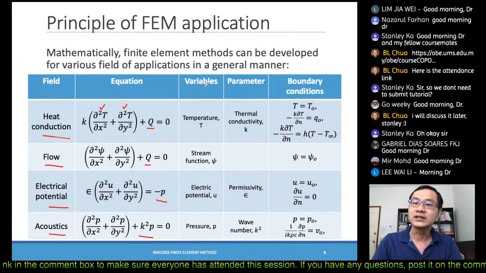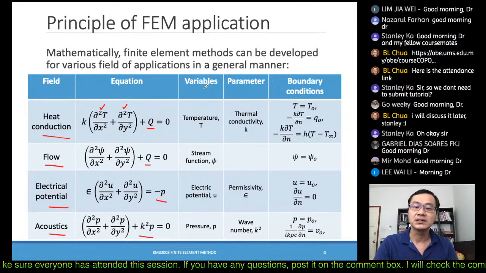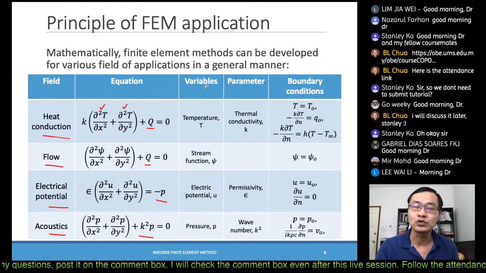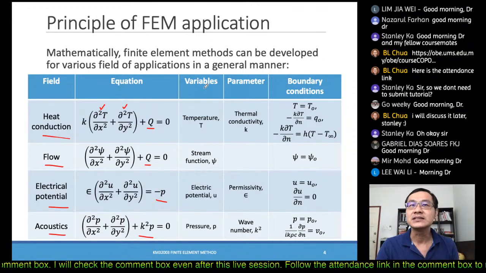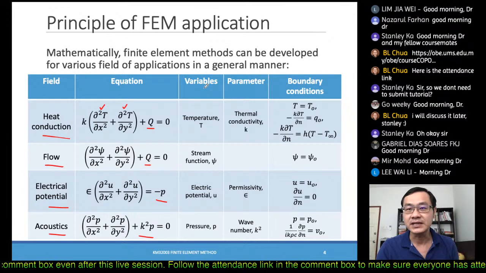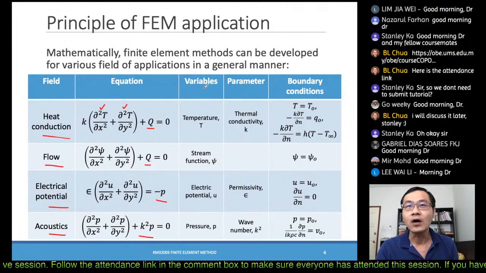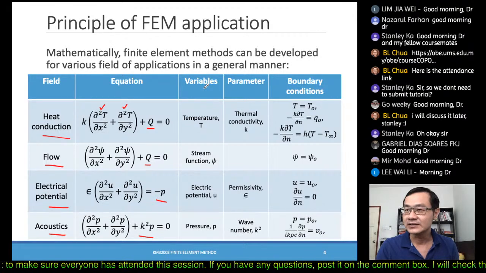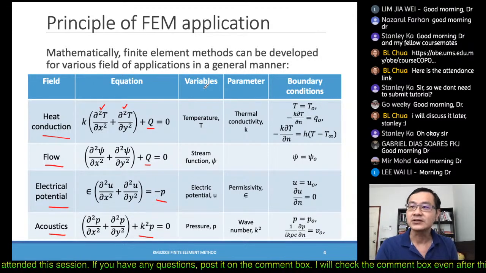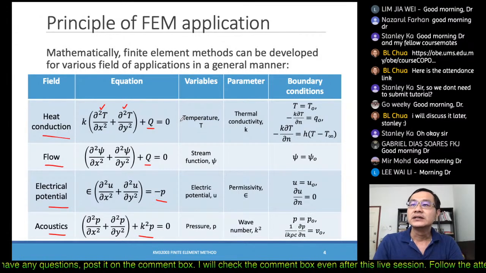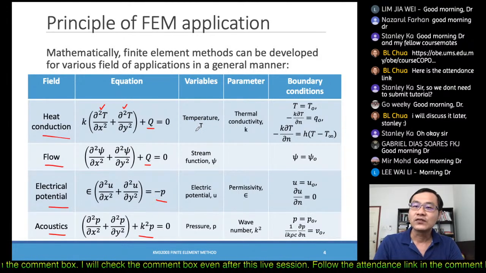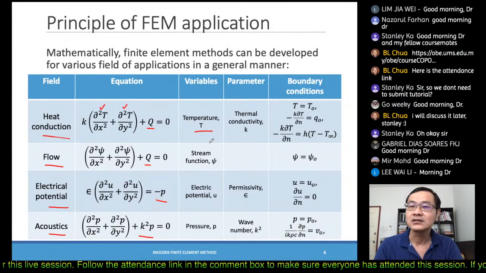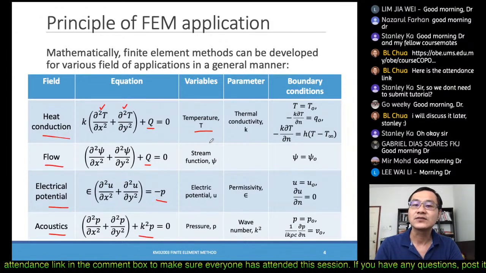For example, for heat conduction our variable will be the temperature, just like in the structural, our variable is the displacement. When we derive our element equations, we use the displacement function to form the equations for each of the elements. Similarly for different applications, when we deal with heat, the variable will be temperature. This will be the basic parameter that we get to analyze further.